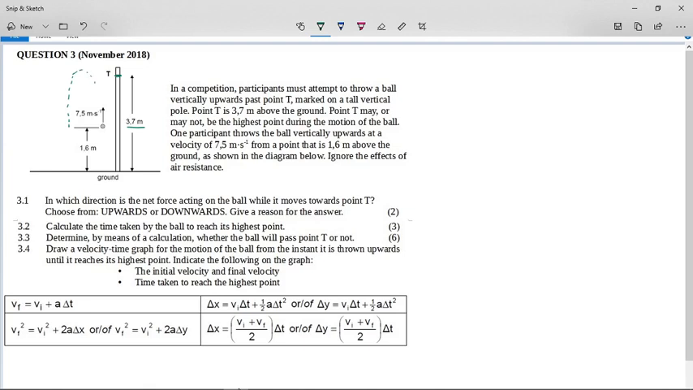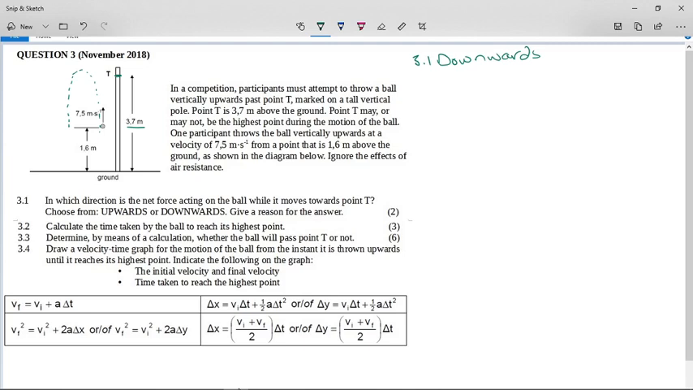So the ball's going to go up and then obviously it's going to come down again. In which direction is the net force acting on the ball while it moves past point T? So obviously if we're ignoring air resistance, the ball is a projectile. So what is the force acting on the ball for the whole duration of its motion? The only force acting on the ball is the gravitational force or the acceleration due to gravity. So the answer has to be downwards because the gravitational acceleration is always downwards.